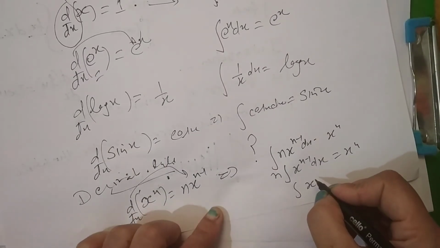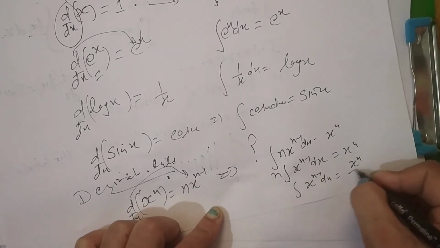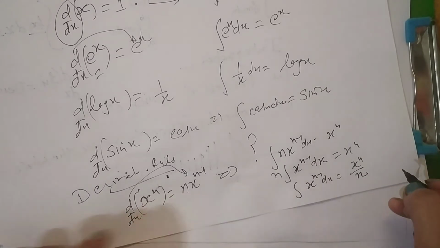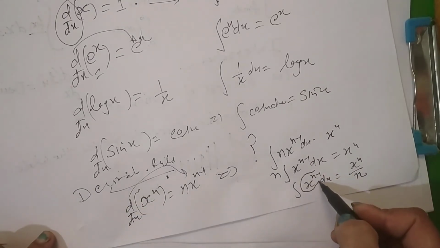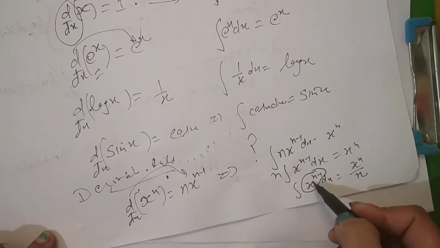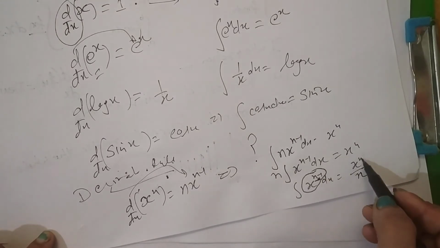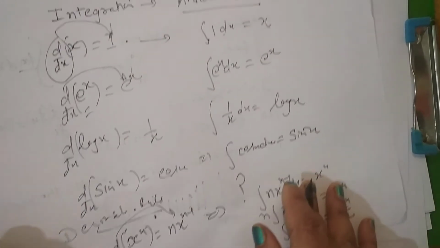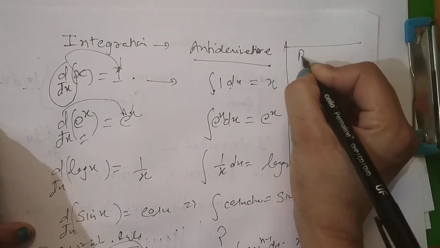We can write it x raised to power n upon n. What does it mean? When we integrate x raised to power something with respect to x, the power that was x raised to power n minus 1, it will become x raised to power n and divide by n. So that gives us the rule of integration, that is known as power rule.